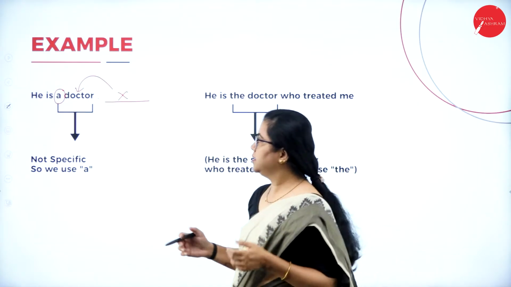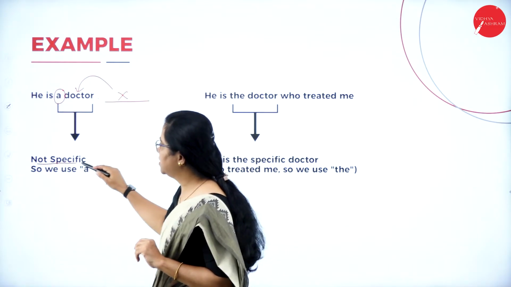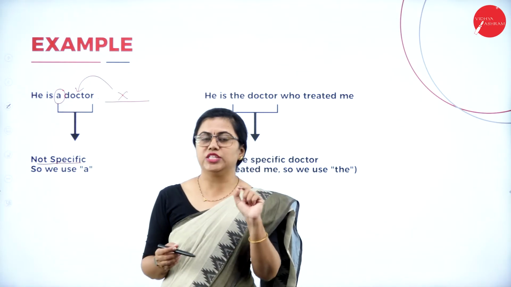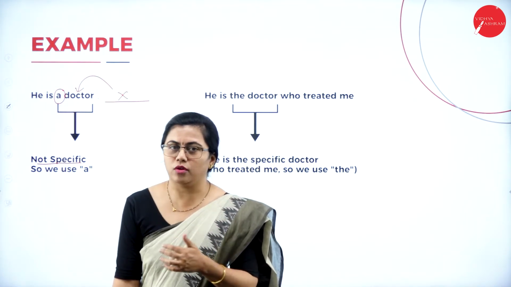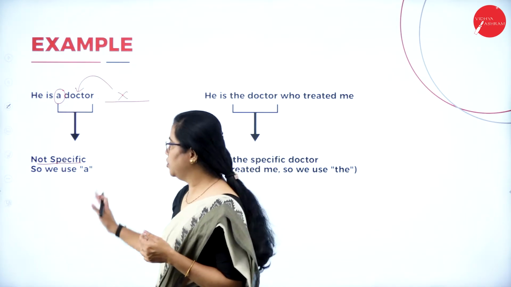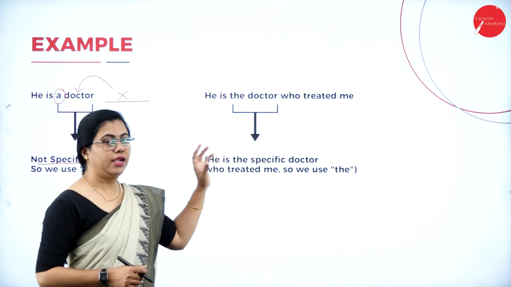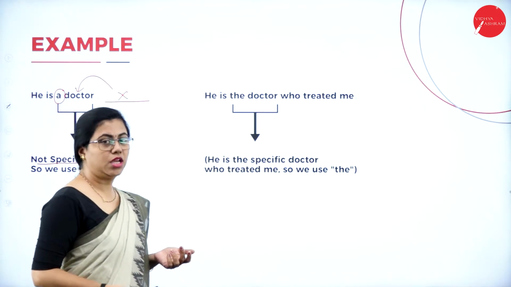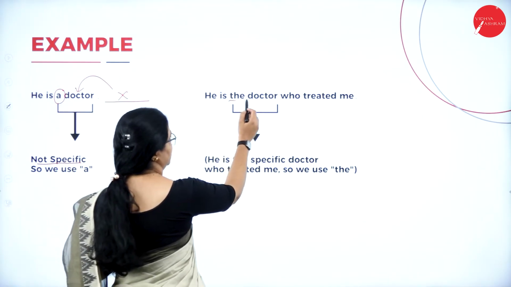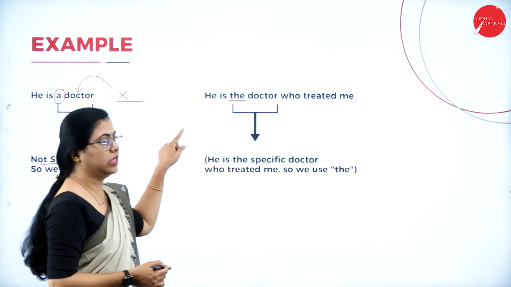This is the indefinite article I am using only because I am not specific. I'm not specifically talking about some doctor, and I'm not giving any extra information about that doctor. But coming to the definite article, here, "he is the doctor who treated me." Here I am using the. Here also there is doctor, there also there is doctor, but here I have used the.